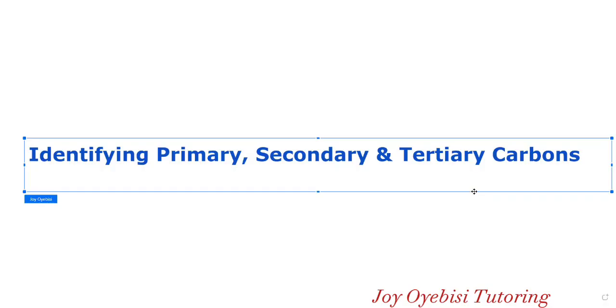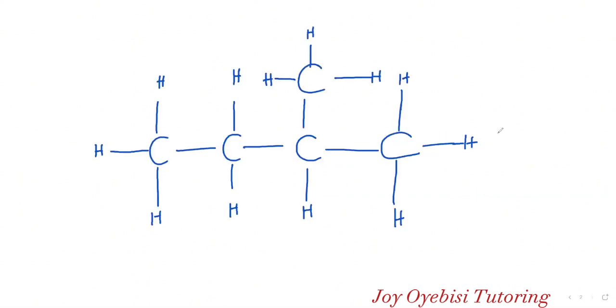In this video, I'm going to be showing you how to identify primary, secondary, and tertiary carbons. So for this particular compound, if you are asked to identify the primary carbon, the secondary carbon, and the tertiary carbon, the primary carbon will have only one other carbon connected to it.